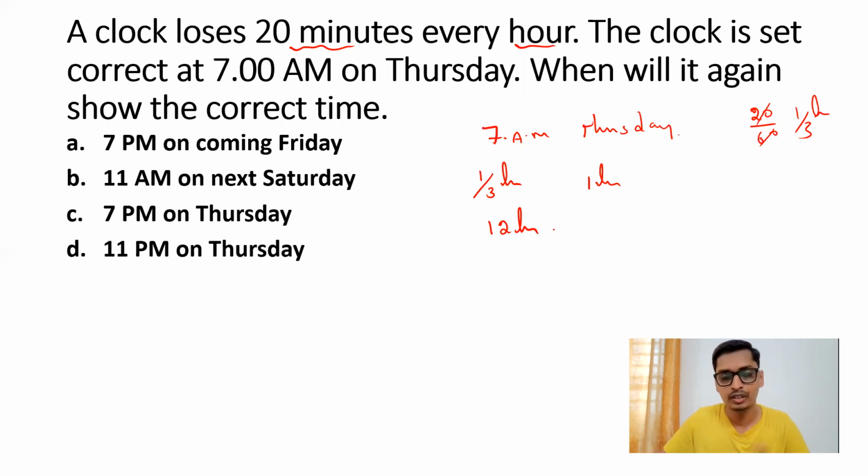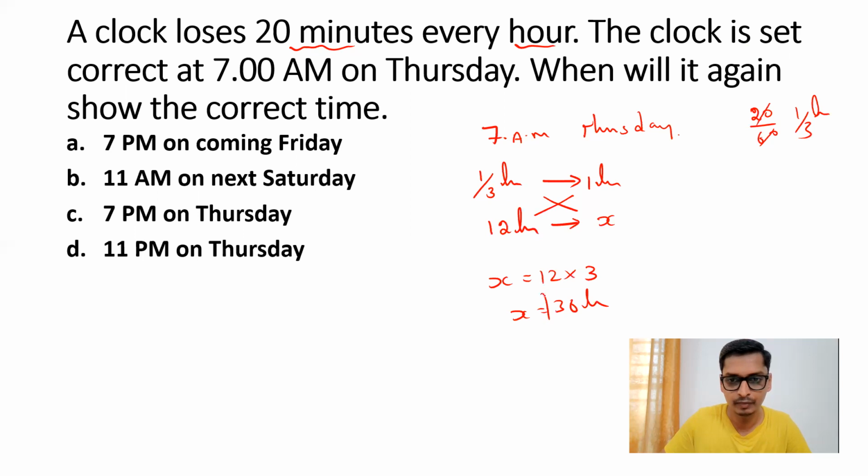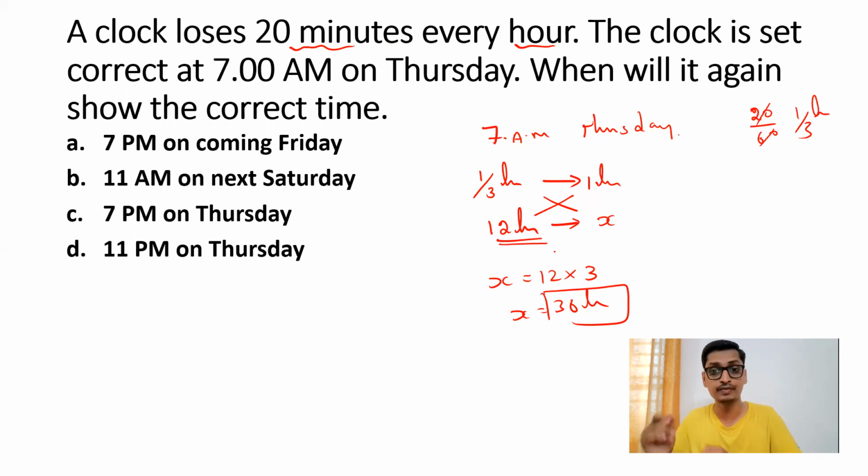So this 12 hours will be lost in how many hours? This is our question. So 1 by 3 hours in 1 hour. So it will lose the 12 hours in how many hours? So it is x. Now cross multiply. X equal to 12 into 3, since when 1 by 3 goes to this side, it becomes 3. So x equal to 36 hours. So it will lose 12 hours in 36 hours. Now the question is when it will again show the correct time. It will show the correct time after 36 hours from 7 a.m. on Thursday.